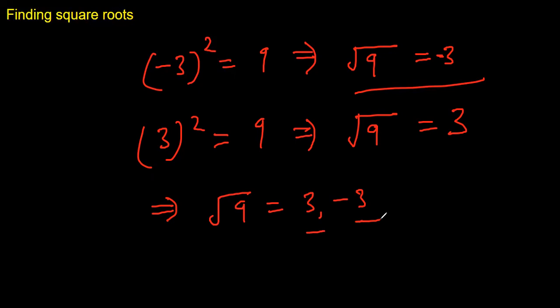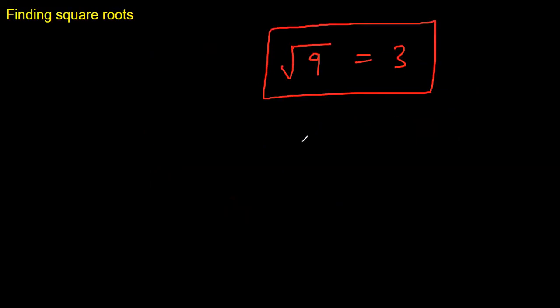Similarly, any perfect square number has two square roots. One is positive, one is negative. But in your syllabus, since we are considering squares of natural numbers, and natural numbers are positive numbers, we will confine our answers to the positive numbers, and we will say square root of 9 is equal to 3. We will not consider the negative number. Okay, so the square root of any positive number is a positive number.